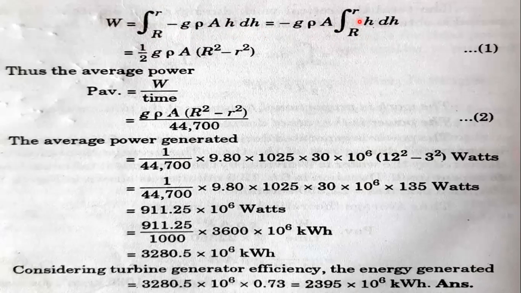So we will get 1 by 2 H square minus 1 by 2 H square. Minus minus cancel, 1 by 2 here. So remaining g rho A, if you apply the limits, H square minus H square.